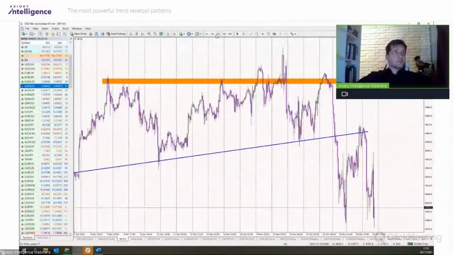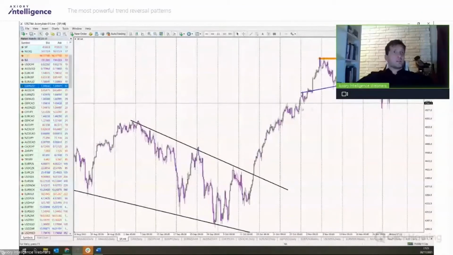S&P 500. I really see here a head and shoulder pattern. I guess you do as well. Left shoulder, head, and the right shoulder. Breakout of the neckline. That's what we said. Test of the neckline and a drop.